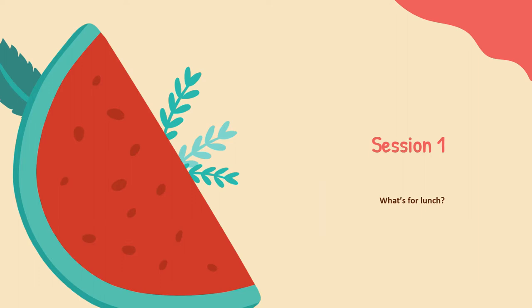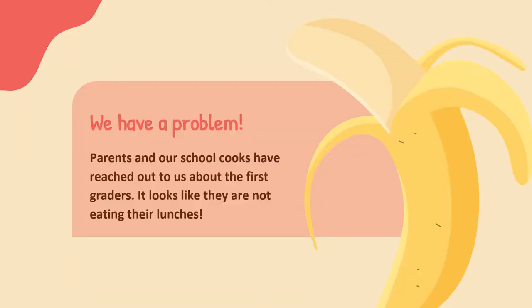Session 1, what's for lunch? We have a problem. The way that we start this unit is by sharing with the fifth graders that we are having a problem with the first graders not eating their lunches. You can ask students why it's important to eat food and why it's kind of a big deal that the first graders are refusing to eat their lunches.